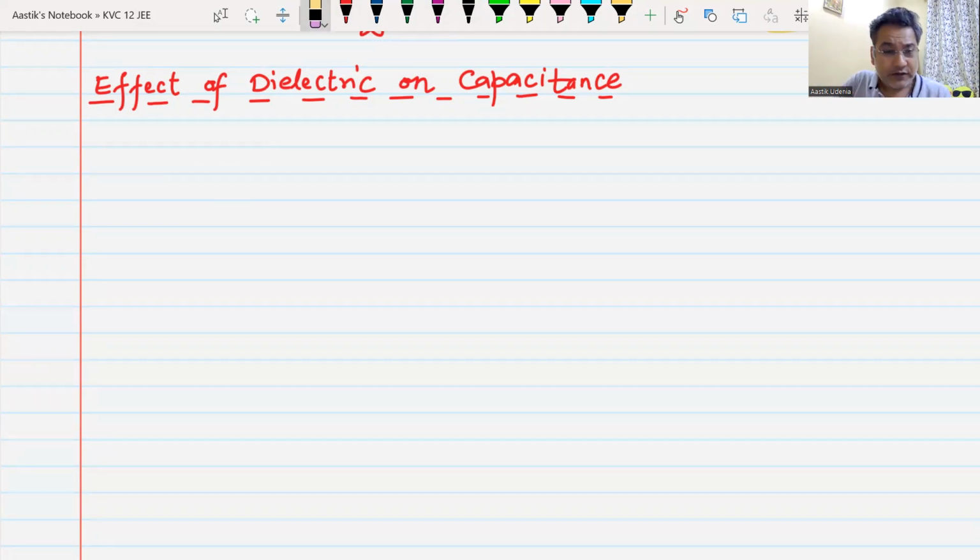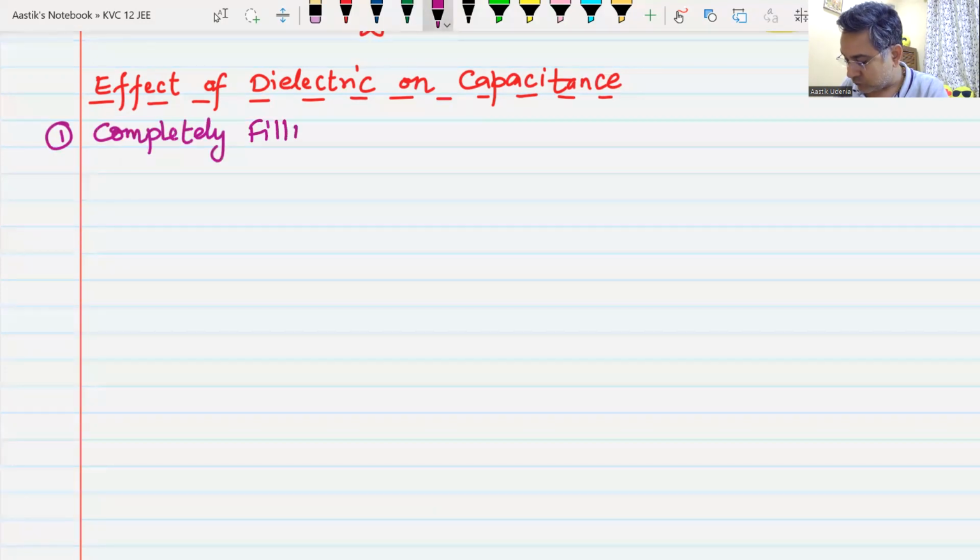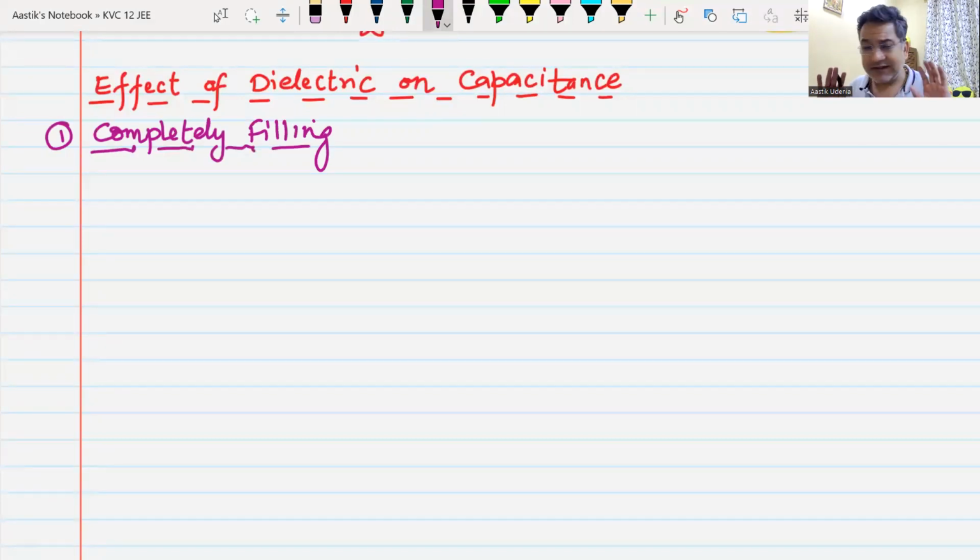Okay. Now we are going to see what happens inside a capacitor, but again there are different cases that we have to understand. The first case is completely filling. What do you mean by completely filling? I will put the dielectric in such a way that it fills the space completely. Nothing is left. Literally nothing is left. Do we understand this? Completely filling.